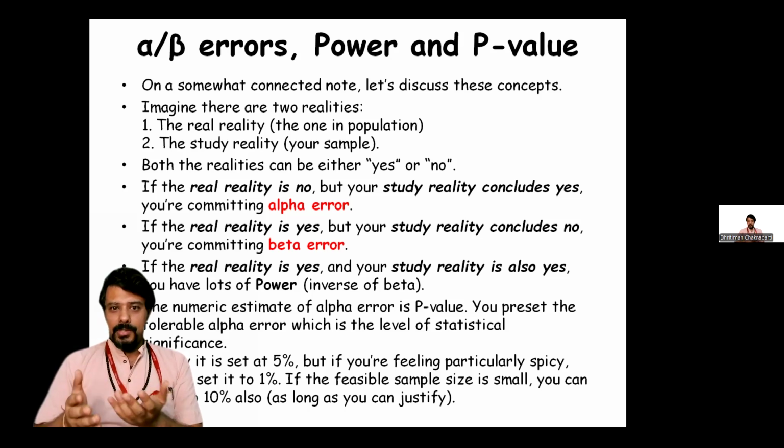So basically, it comes down to resources and feasibility. If you deem it infeasible and you are able to justify that infeasibility to your reviewers or readers, then you can take 10% and be okay with it. But the universal opinion is that of 5%. You can go down to 1% and be very happy with it. There is no problem about that.